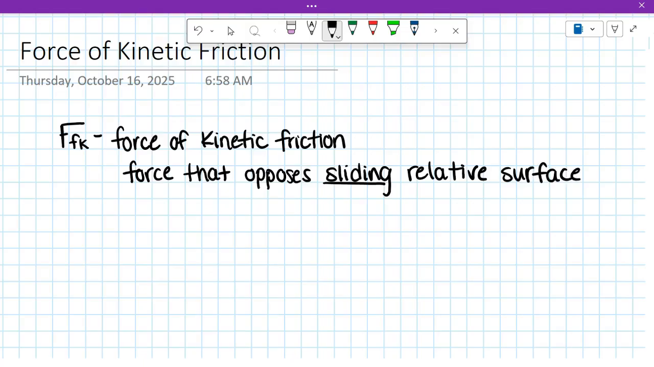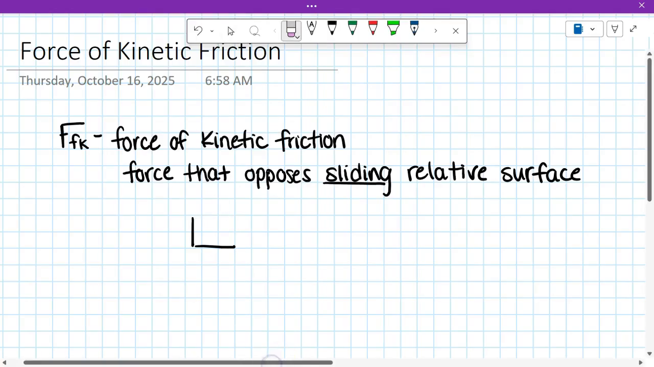That surface could be the ground, a wall, a ramp, or it could be another object. Like if we have two objects stacked on top of each other, we could oppose or prevent sliding between these two blocks. But the force of kinetic friction is the force that opposes sliding relative to the surface.